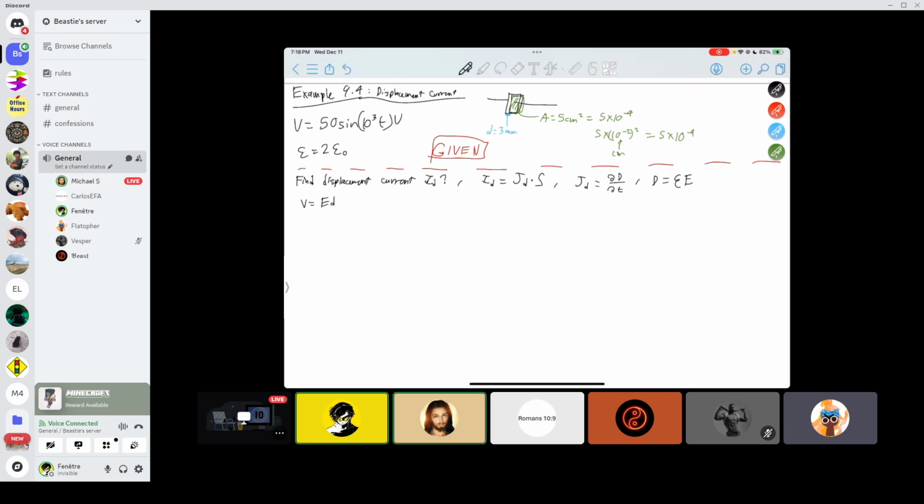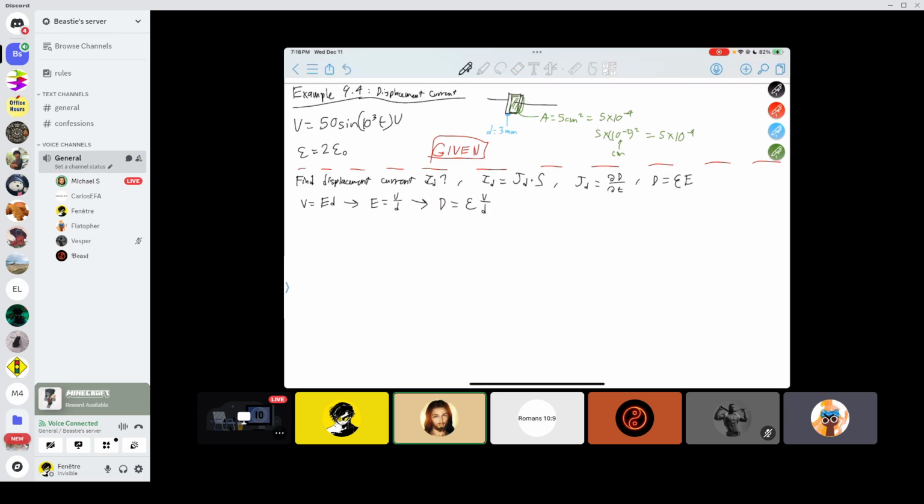ID is given by JD times S. JD is given by the derivative of the electric flux density. The electric flux density is given by epsilon times the electric field. For the electric field, we have voltage equals E times d, so E equals V over d. We can stick that into our D formula, so D is equal to epsilon V over d. And that's pretty much that.